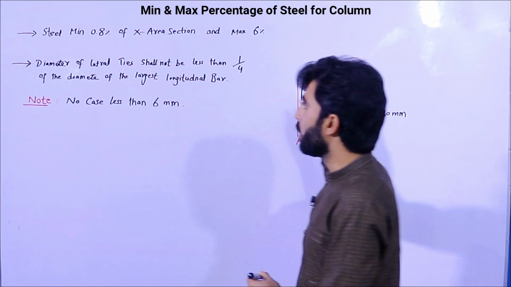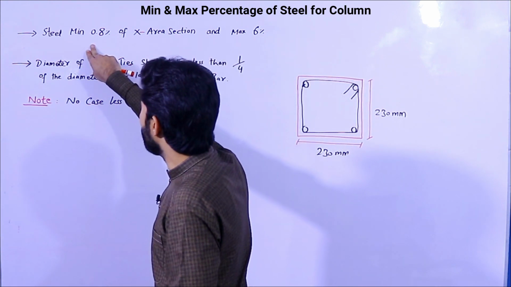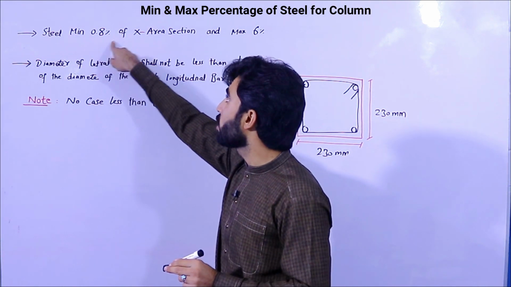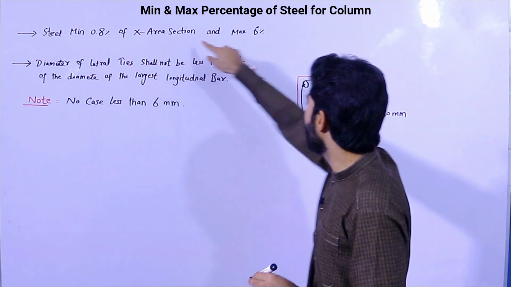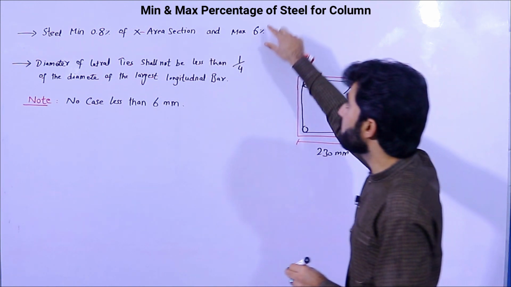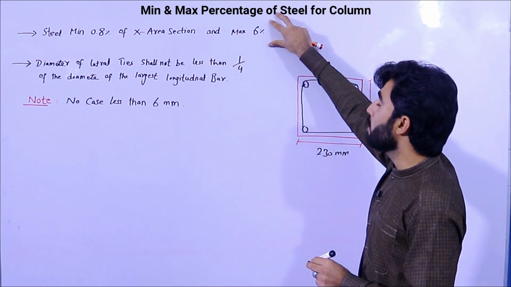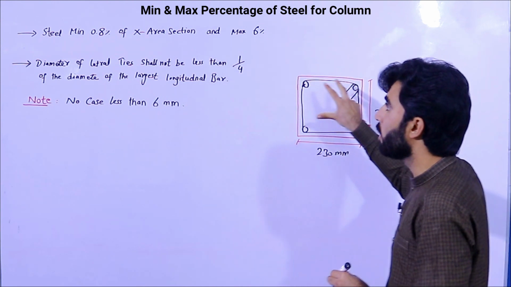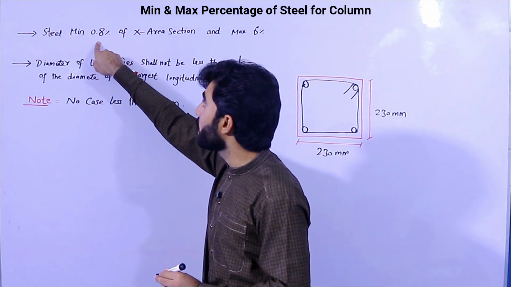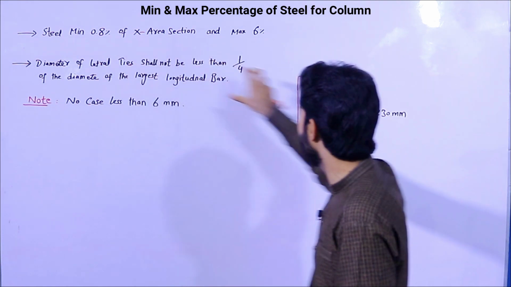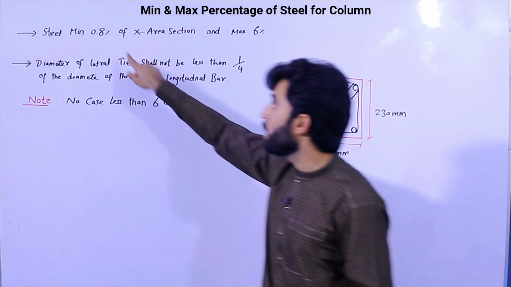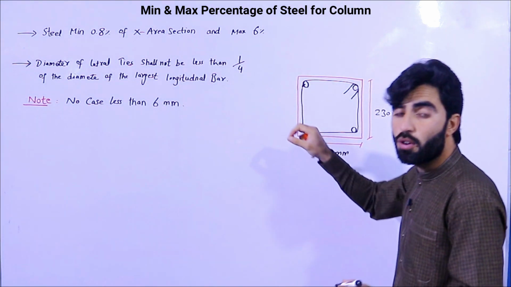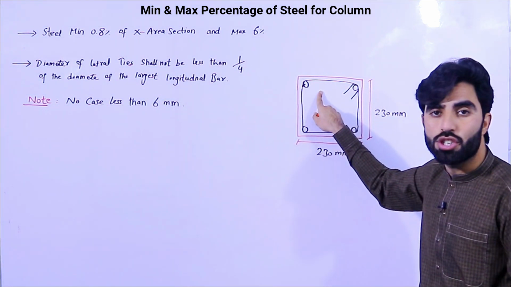Okay. Remember, steel minimum 0.8%. Use minimum 0.8% of cross-sectional area of column and maximum 6%. So the steel percentage should not be more than 6% of its cross-sectional area of column and not less than 0.8% of cross-sectional area of column. So this is minimum percentage and this is maximum percentage, right? Especially for longitudinal bars, longitudinal steel rods.